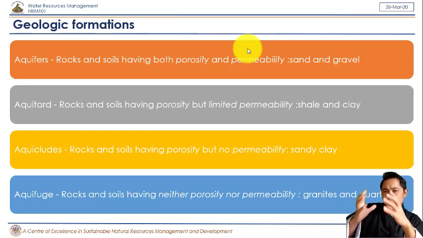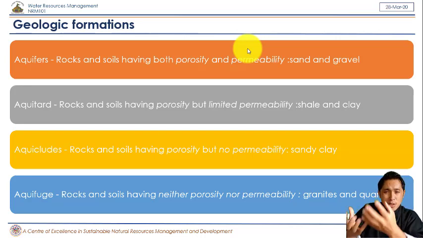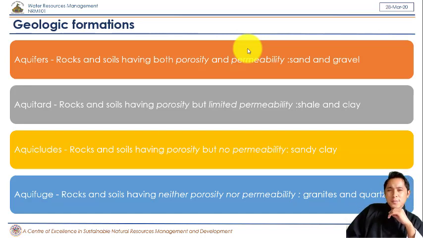Aquifuge is another geological formation, where rocks do not let water be stored in the pores, nor can water flow through them. So no porosity as well as no permeability. Examples can be granite and quartz. They are very concrete and rigid. If you pour water on them, it's not going to seep inside, but just trickle away from the surface. So it's a bad example of an aquifer.